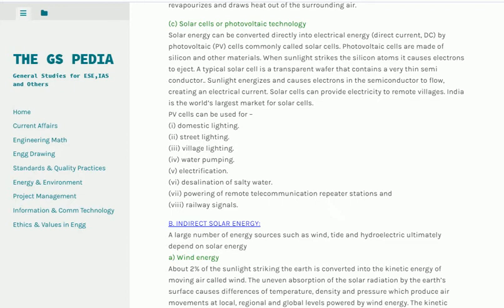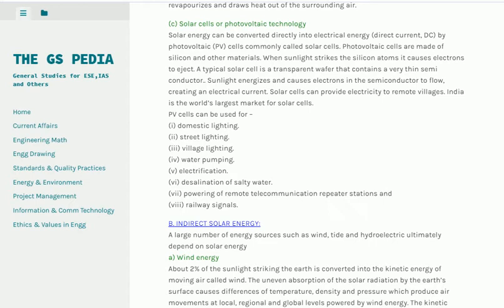India is the world's largest market for solar cells. PV cells can be used for 1. domestic lighting, 2. street lighting, 3. village lighting, 4. water pumping, 5. electrification, 6. desalination of salty water, 7. powering of remote telecommunication repeater stations and 8. railway signals.